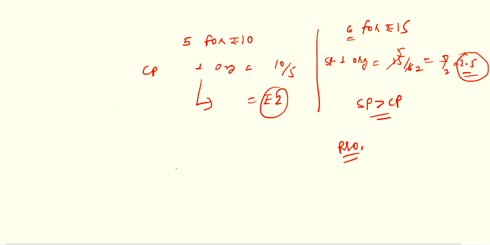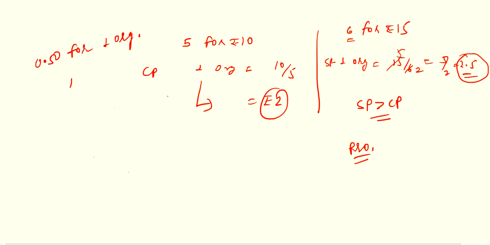Now find the profit percent: profit upon CP into 100. So just calculate how much profit you are getting, and CP you know very well, into 100, you will get the required answer. Question number 7 is the same, so I am just solving question number 6, then 7 you can solve. As I told you, profit percent equals profit upon CP into 100.